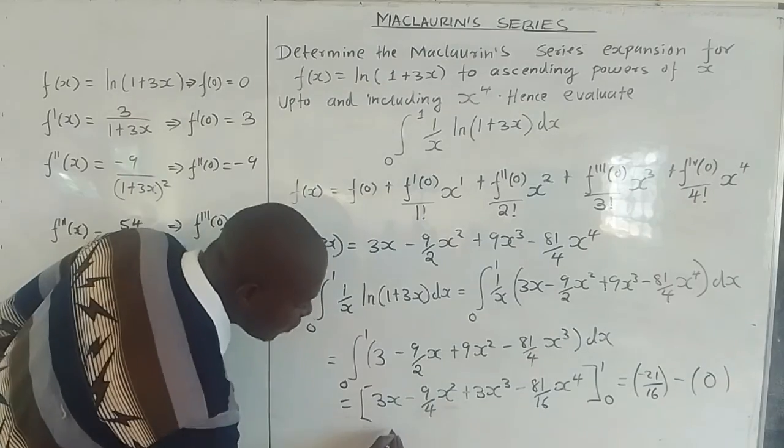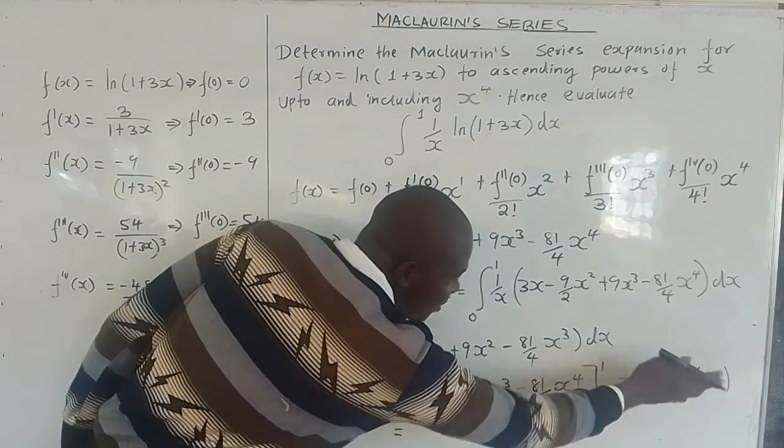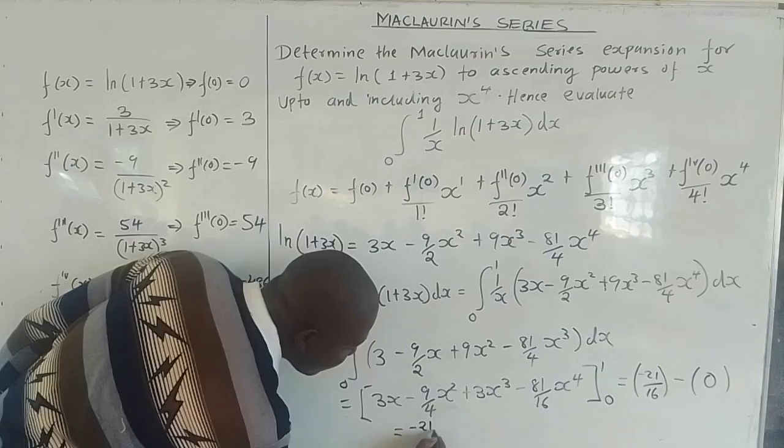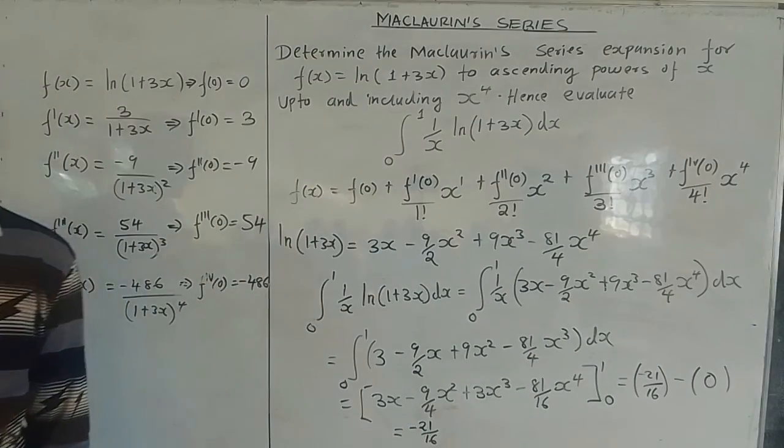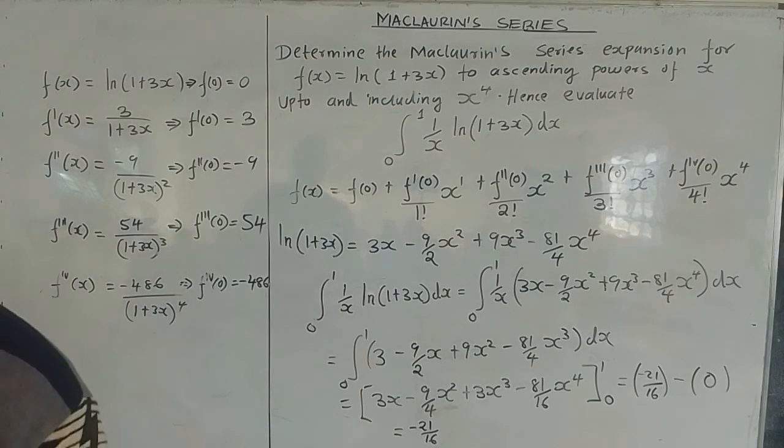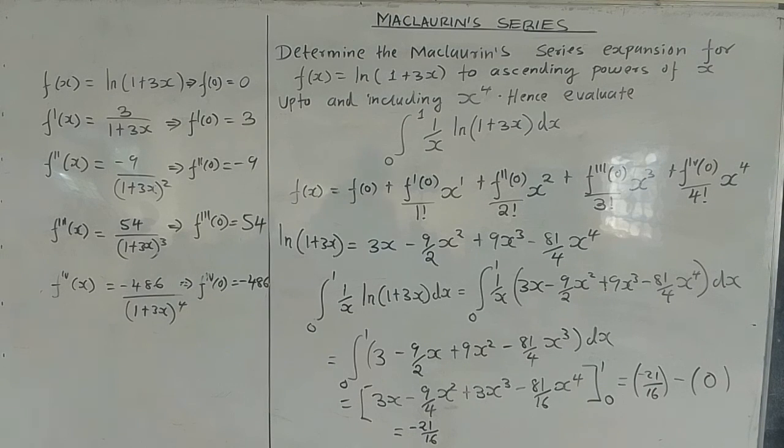So after that, we now have the final answer, negative 21 over 16 minus 0. You end up with negative 21 over 16, isn't it? That is your final answer. You've evaluated the integral using the expansion from the Maclaurin's series. Are we together? Good.